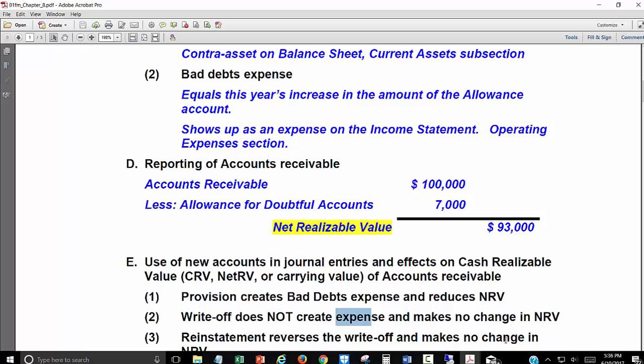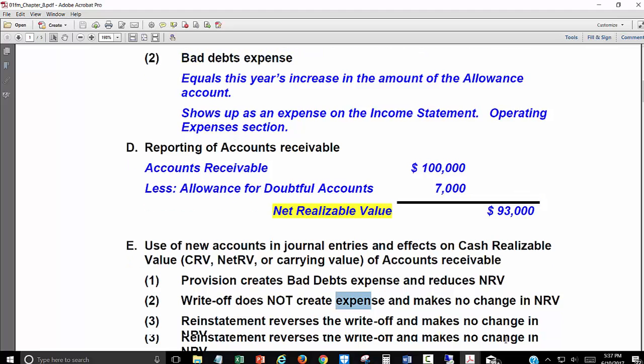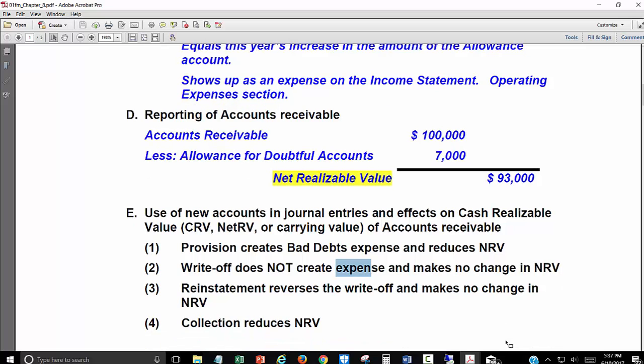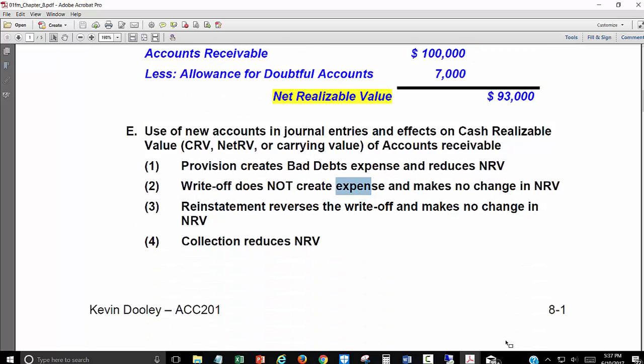Third, when you reinstate someone you've previously written off because, say, they come in to pay off an old account receivable, they finally got enough money to pay it off, that doesn't actually change the net realizable value, but the fact that you're collecting from them does. So, in other words, these are things that you can expect to see in a multiple choice question, and if you can recall the answer to them, then you'll recall the correct answer from multiple choice.